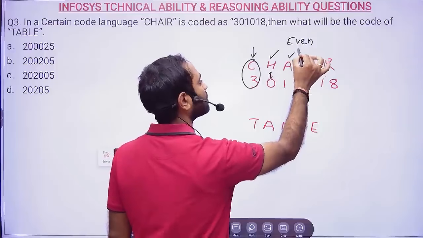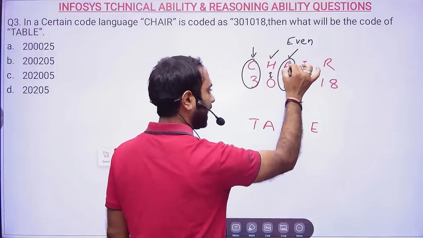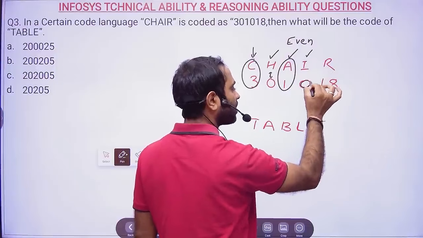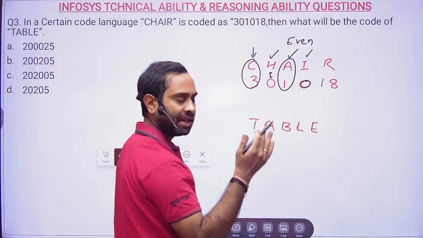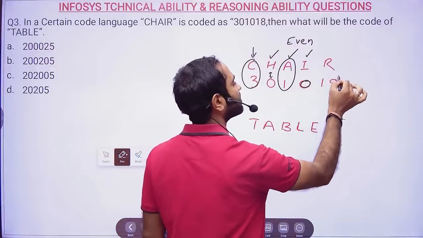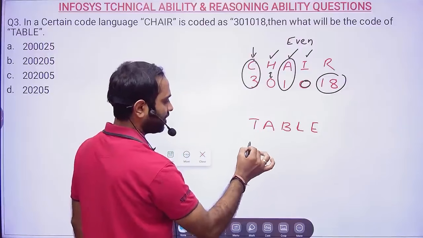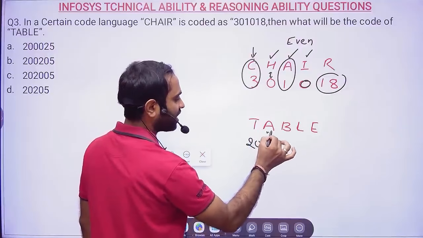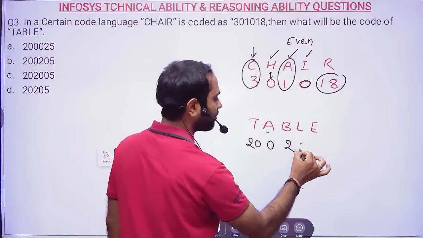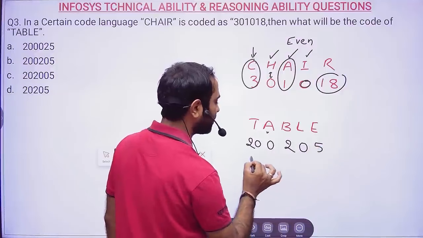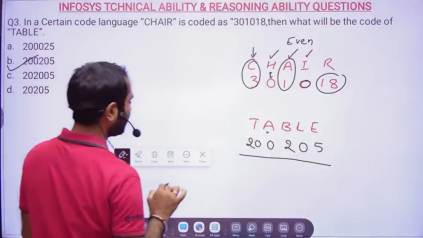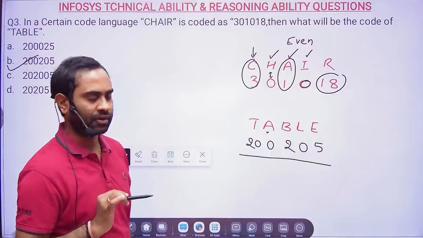Then for the third position, alphabet A, position is 1. Again at the even position, I is there, coded as 0. That means alternatively we are coding as 0. And then R is nothing but 18. Now T code is 20. Next letter we will code as 0. Then B is 2. Next letter we will code as 0. Then next letter is 5. So 200, 205, 200, 205. Option B seems to be the correct answer for this particular problem, right?